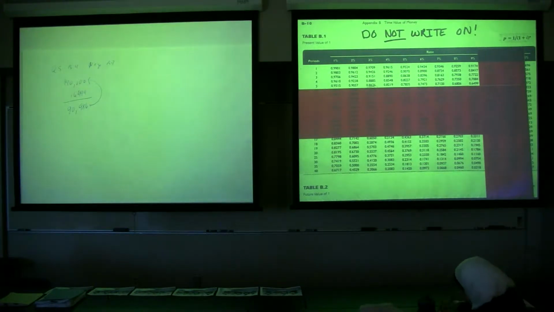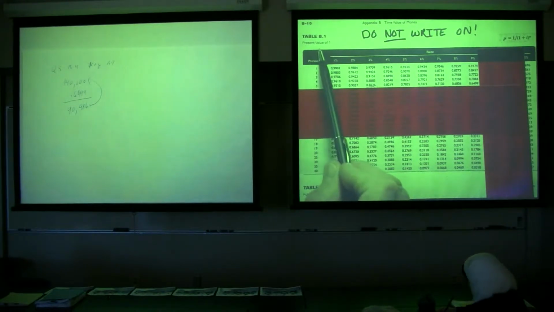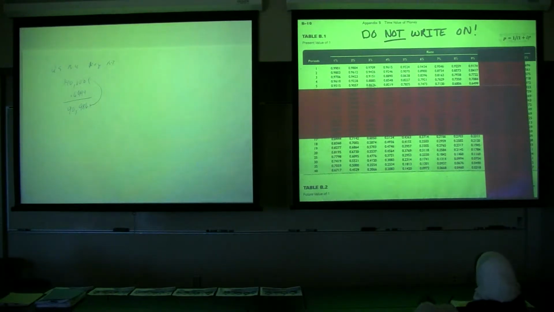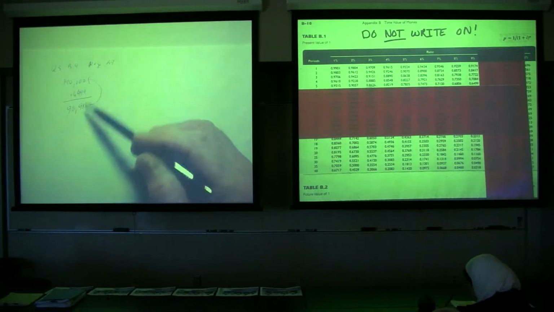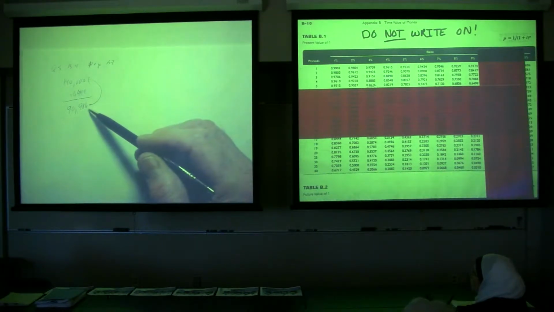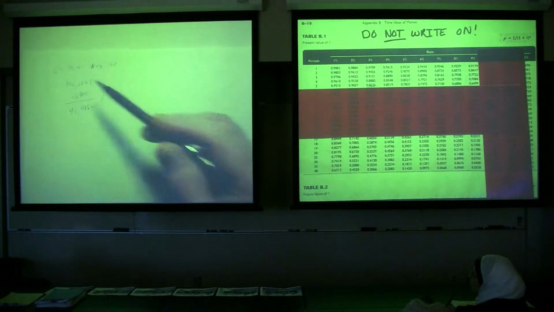And again, what I did is I used table 1 because it's a single amount, and I'm looking for the present value. Okay, does that sound good? So what it says is if she wants $140,000 in 5 years, she deposits $90,986 today at 9%. It would grow to that.